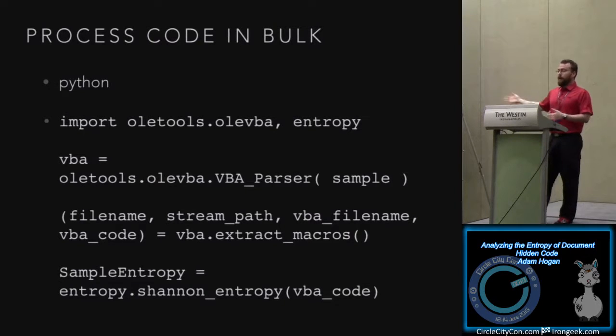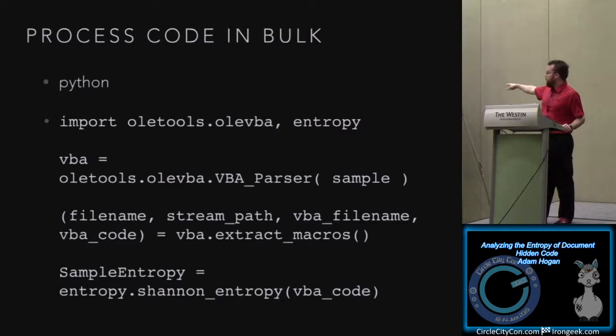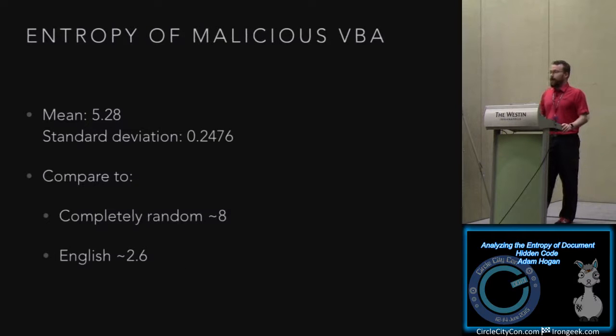If you load it like a library, you can use its functions to run through and process documents, which is what I did. So really all I had to do is import these functions, say, okay, here's my file, run it through the VBA parser, save out the code, and then pass that to the Shannon entropy function, which returns the measure of entropy of that code. Right? So that ran for the 305 samples. I got back the results.